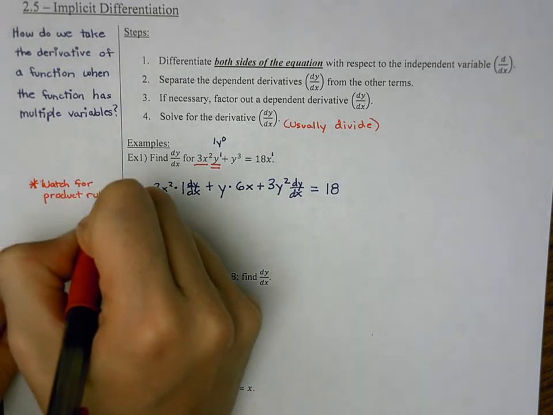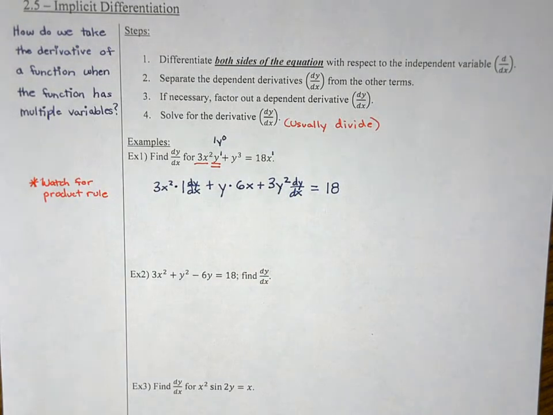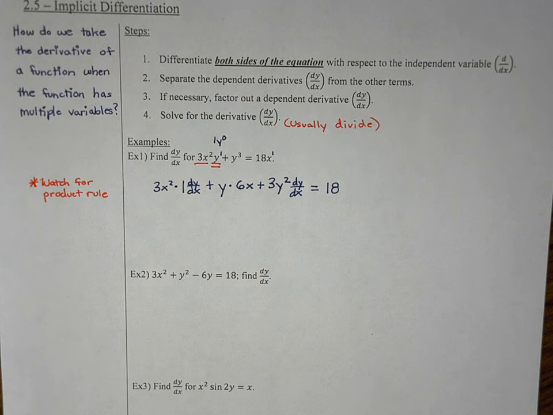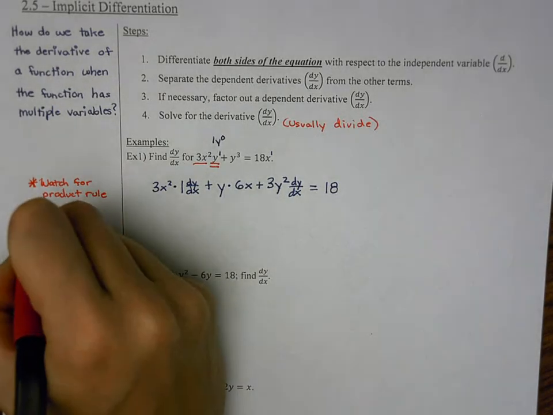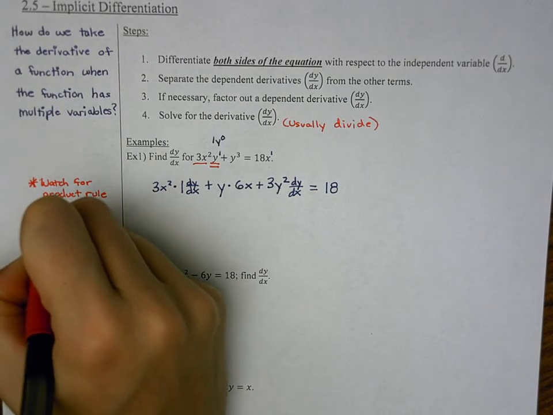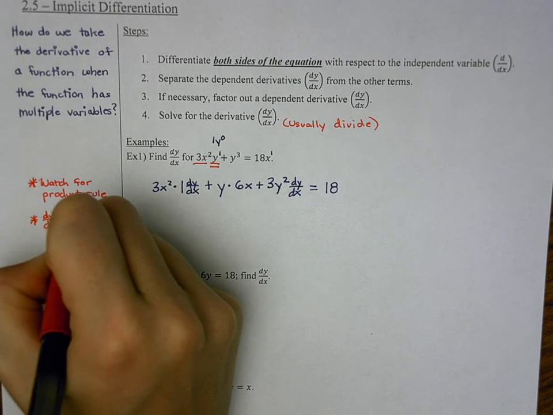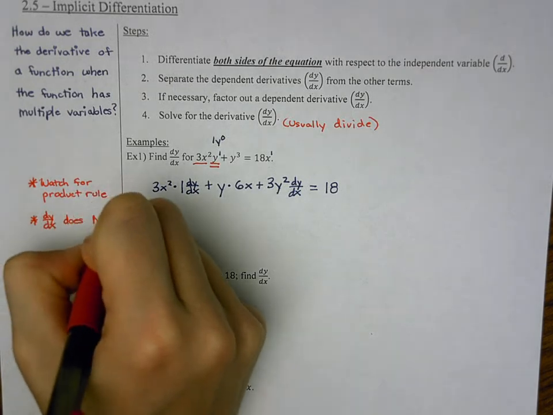Okay, that is by far the most common mistake. It's easy to miss product rule, but when you see that x and that y being multiplied together, it is product rule. Okay? Two, dy dx does not replace the y.